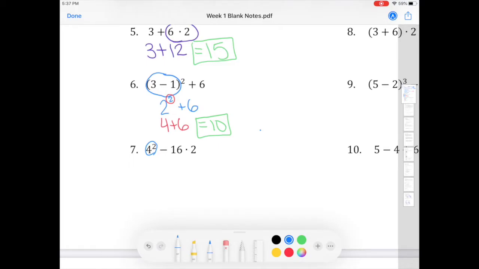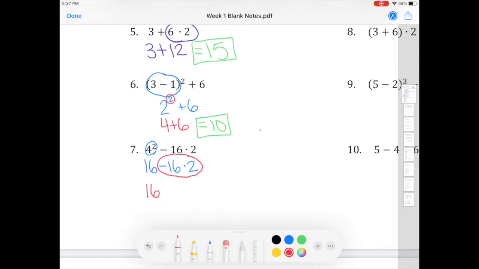So 4 squared, you can plug it in your calculator if you want to, but it ultimately just means 4 times itself twice. So 4 times 4 is 16, and the rest of this just comes down. Okay, next thing I look for is multiplication and division. I do have multiplication for this one, and I'm going to bring down the symbol.